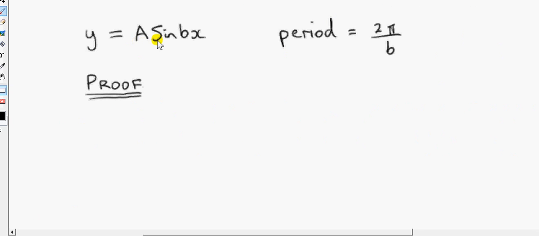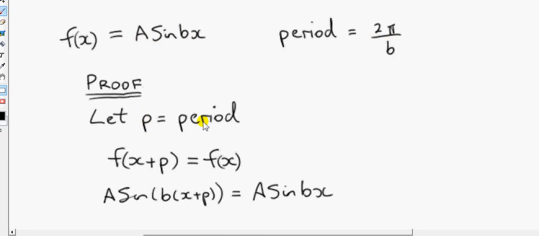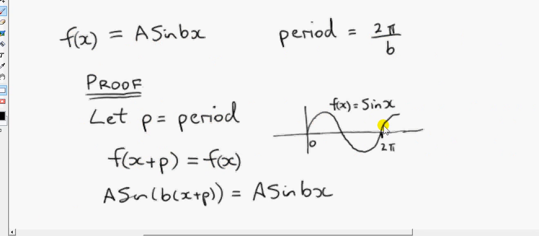So now I want to prove that for the function A sine bx, the period is 2 pi divided by b. Now let p be the period of this function. Now here's the definition of the period of a function. If we work out the function at x plus the period, we get the same value as if we work it out at just x. So for example, if our function is just sine of x, as we saw in the previous video, the period is 2 pi.